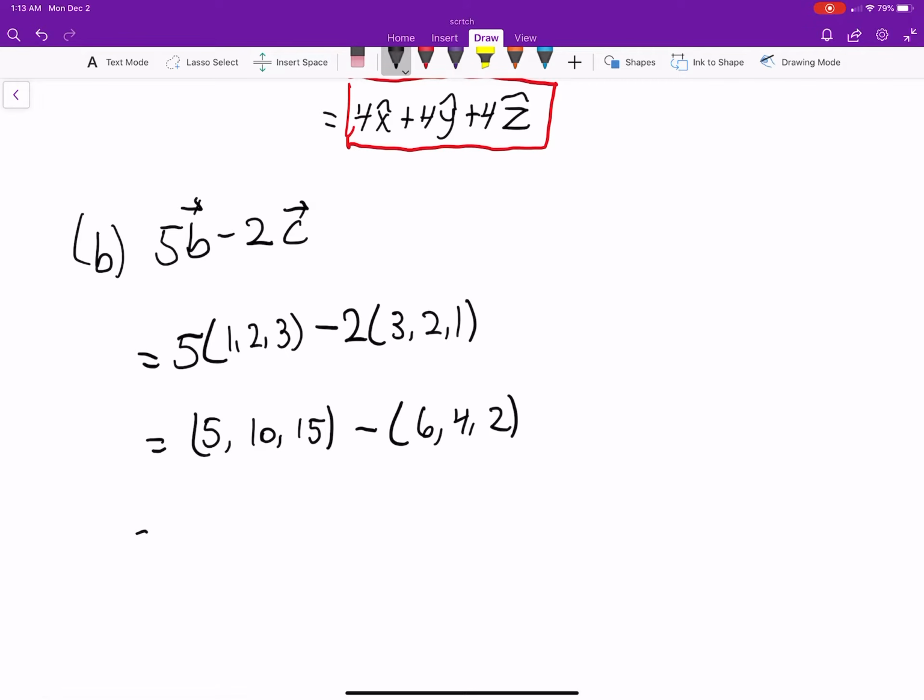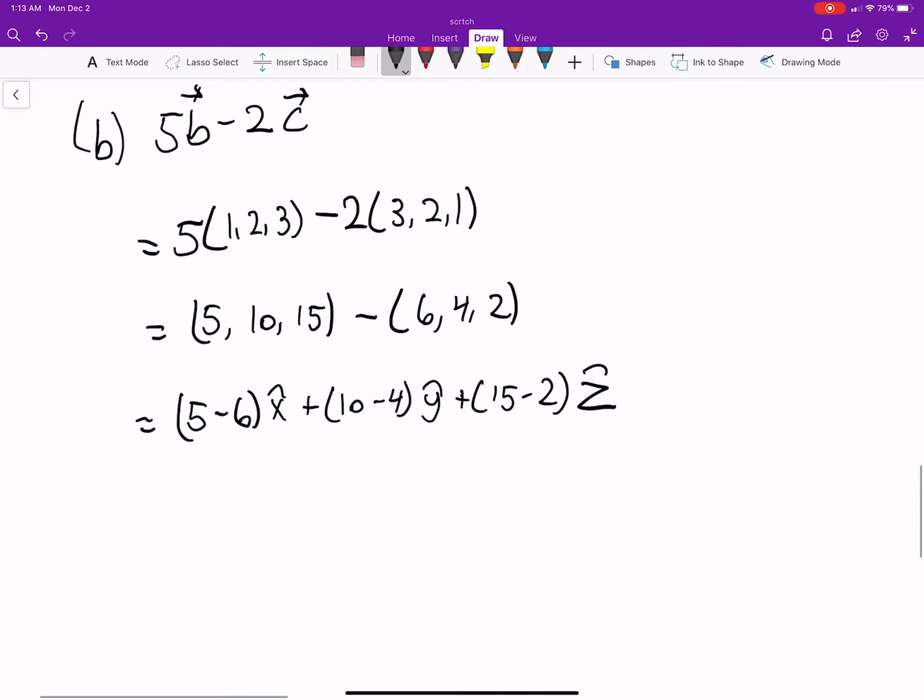And just how we did in part A, we can say that 5 minus 6 is x hat, plus 10 minus 4 is y hat, plus 15 minus 2 is z hat. And after we do the math, that's just negative x hat plus 6y plus 13z.